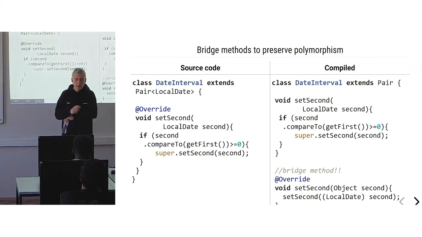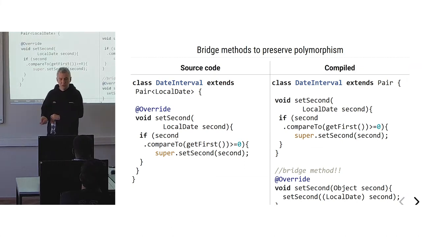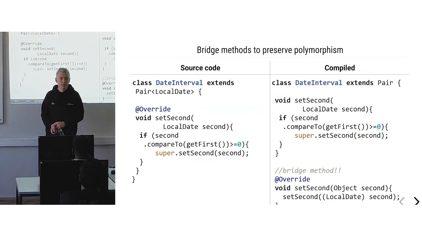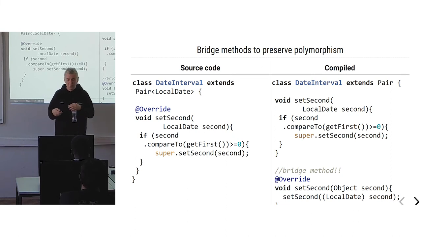But if we compile this code to raw types, types are being erased. So this DateInterval extends Pair, and we have this setSecond. This setSecond has LocalDate as a parameter, and it actually does not override the setSecond method of Pair. It overloads it. Do you remember the difference between overloading and overriding? I hope you do. If we have different parameters, then it's not overriding, it's overloading.